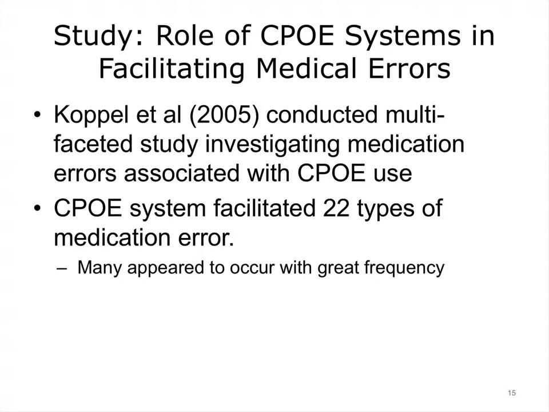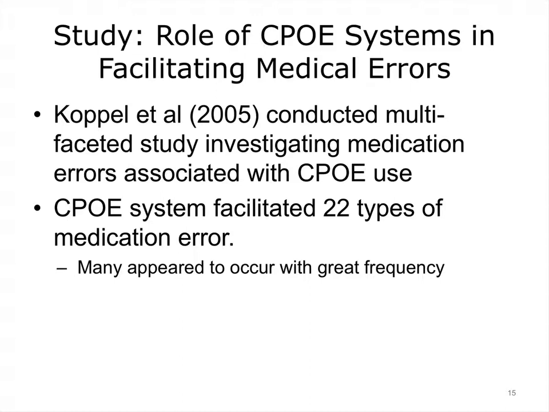The study by Horsky and colleagues identified some problems associated with decision support and CPOE workflow. In 2005, Koppel and colleagues published a very influential study examining the ways in which a CPOE system facilitated medical errors. The study, which was published in JAMA, Journal of the American Medical Association, used a series of methods, including interviews with clinicians, observations, and a survey to document the range of errors. According to the authors, the system facilitated 22 types of medication error, and many of them occurred with some frequency. The errors were classified into 2 broad categories.